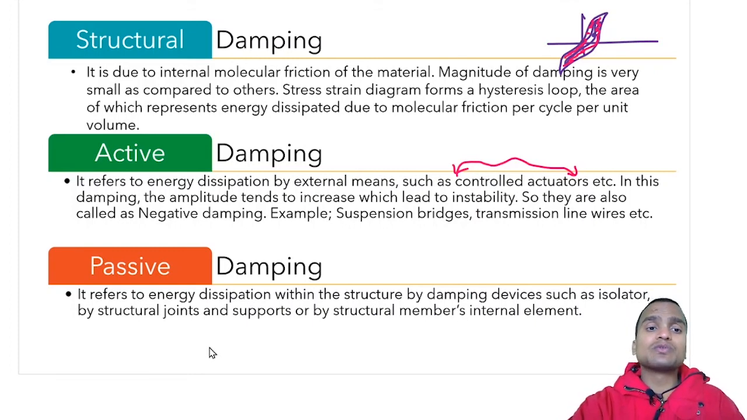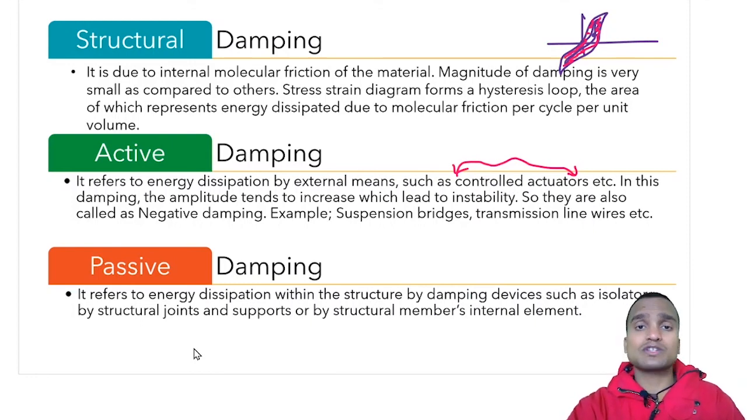Okay, so we need not study many more details about these three types of damping, but of course you must remember all five types of damping. The first two are very important: viscous damping and column damping. The next is structural damping, which is due to molecular friction. Then are active and passive damping. In active damping the amplitude increases; in passive damping we install external devices like isolators, or rely on internal structural elements, to dissipate the energy. So this is all about the different types of damping depending on the nature of damping in dynamic systems.